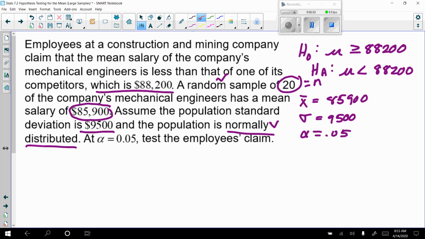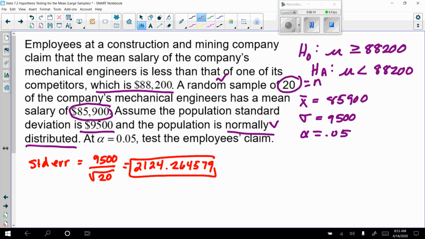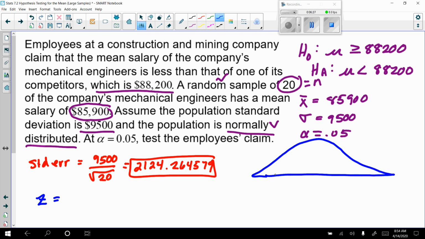So we can start by finding our standard error, which is going to be 9,500 divided by the square root of 20. 9,500 divided by the square root of 20 is 2124.264579. Now we need to use that to find the z-score. And keep in mind that this is a left-tailed test.